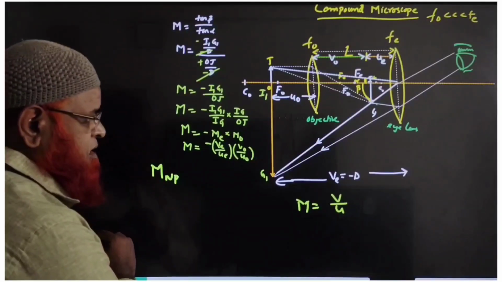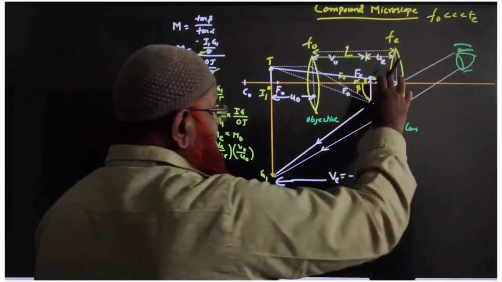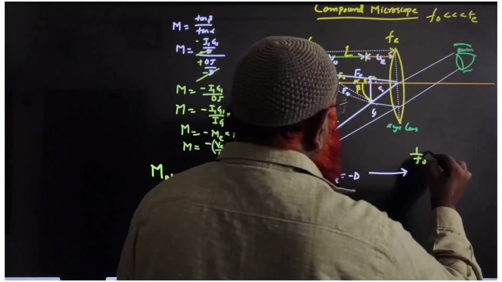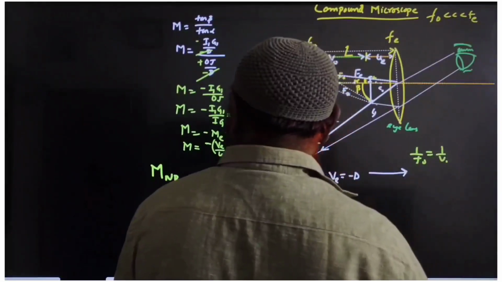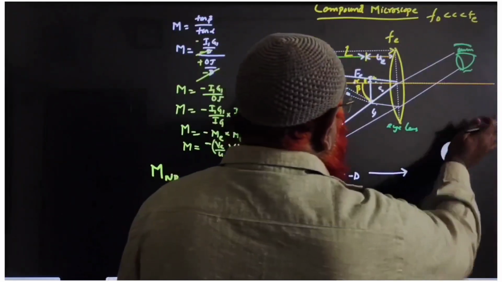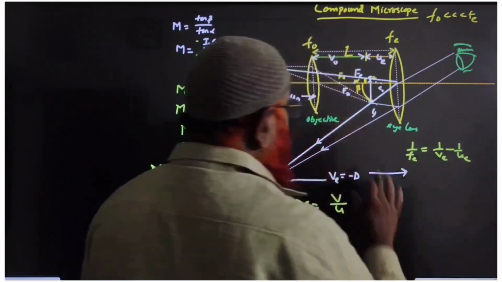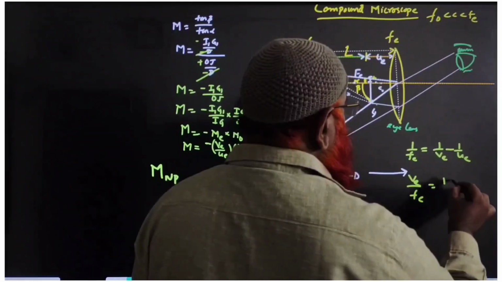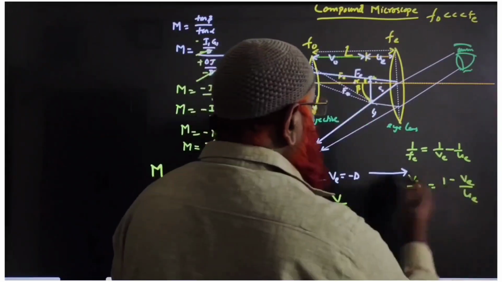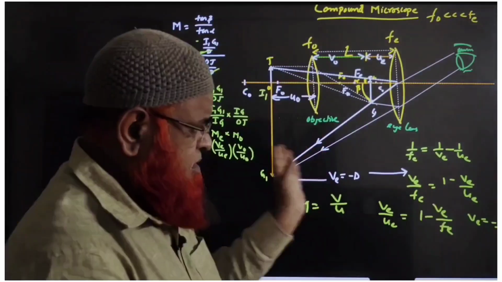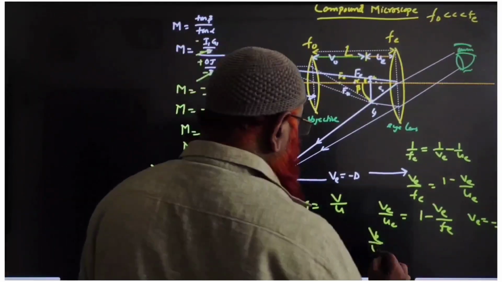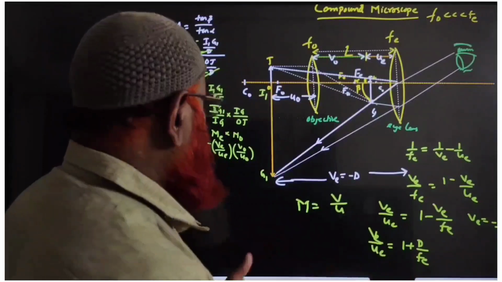What am I going to do now? I got V0 by U0. So I am considering the eye lens. I will write 1 by FE is equal to 1 by VE minus 1 by UE. Then VE by UE I will take on the left side, minus D. So I can consider VE by UE as 1 plus D by FE.